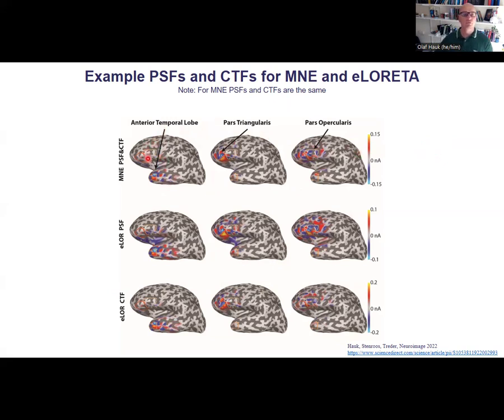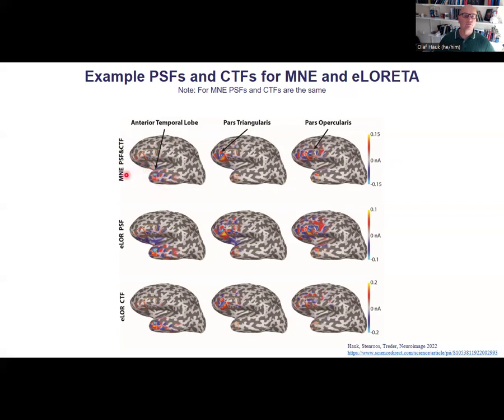In a second, we have 3 regions of interest, maybe hard to see, but there is a little boundary here that is the anterior temporal lobe. Then there is the pars triangularis here, and the pars opercularis. So they are highlighted in all of these panels here. And we computed point spread and crosstalk functions for these regions.